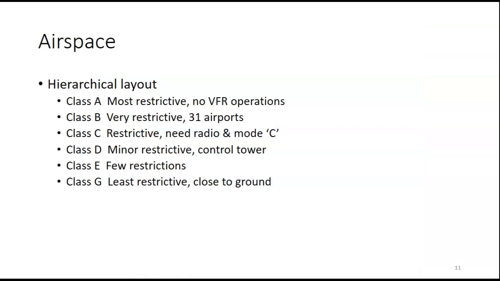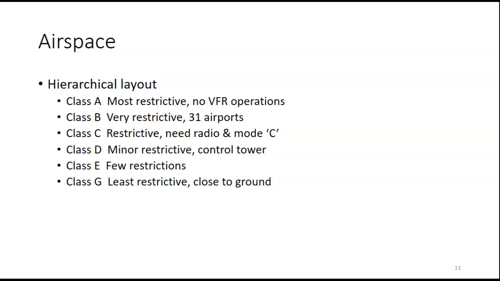So the National Airspace System is a hierarchical layout. In other words, from Class A down to Class G, you have most restrictive Class A airspace, where you cannot have any VFR operations. And then Class Bravo is very restrictive. We only have 31 airports in the United States that are classified as Class Bravo. And then Class Charlie is restrictive. Again, you need a radio and mode C transponder, but not as restrictive as Class Bravo.